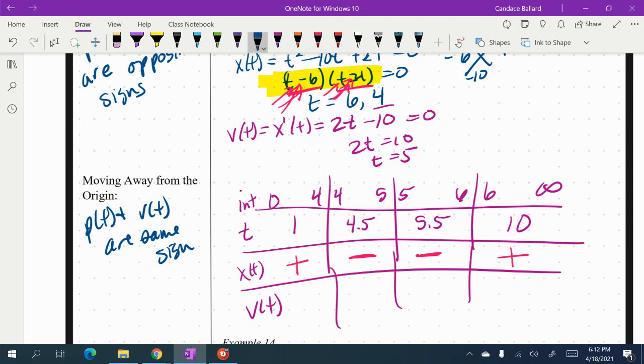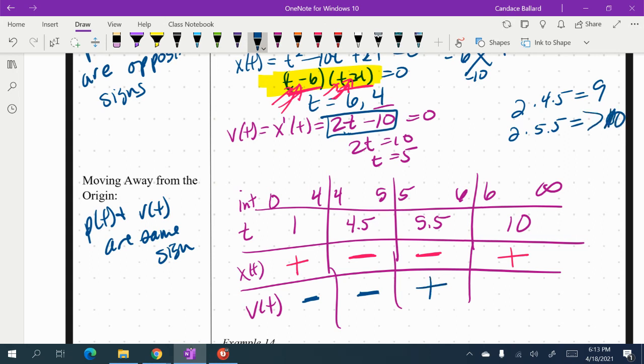All right, let's look at our next one. Now I'm going to be substituting into the velocity. I'm going to put a 1 in, and 1 is going to be a negative number. With 4.5, 2 times 4.5 would be 9, so 9 minus 10 is still going to be a negative. Then I'm going to put in 5.5. 2 times 5 is 10, so 2 times 5.5 has got to be greater than 10, so it's going to be positive. And then I put in a 10 and it's definitely going to be positive.